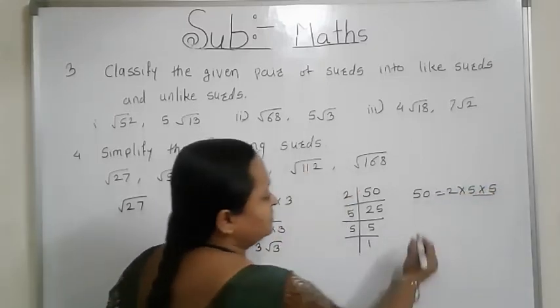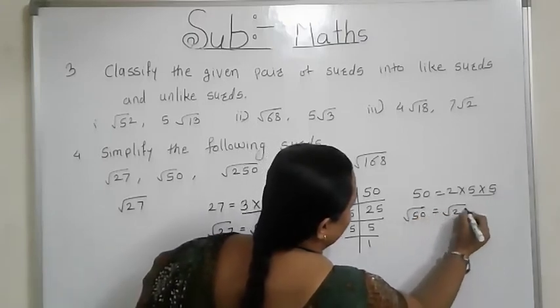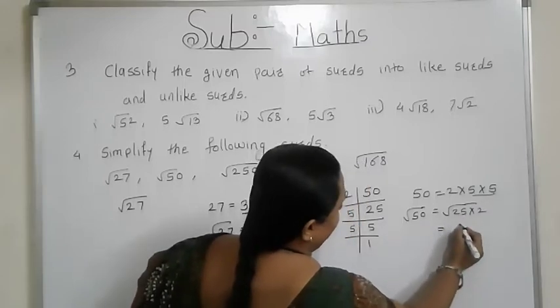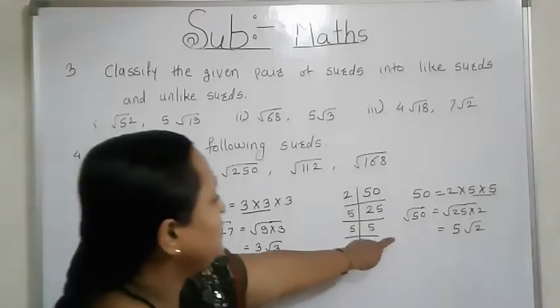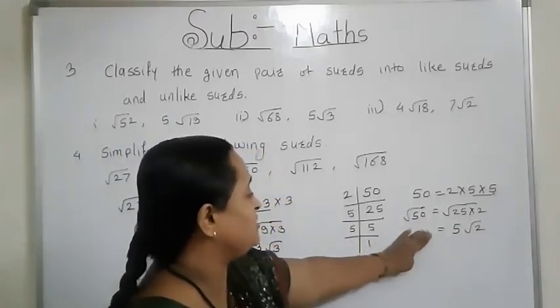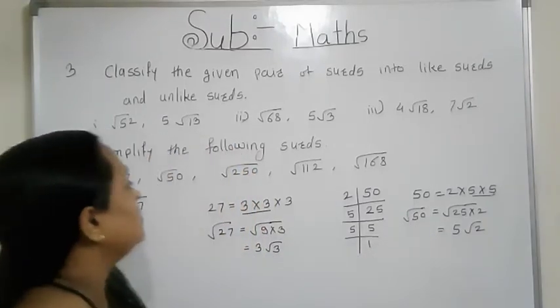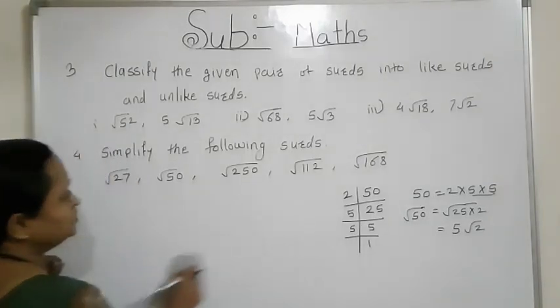Now 2 and 5 are there, which means square root 50 can be written as square root of 25 into 2. Then square root 25 is 5, so 5 root 2. 5 root 2 is the simplest form of root 50. Now this is a very simple and easy method, you can easily find the simplest form. Now next example, root 250.